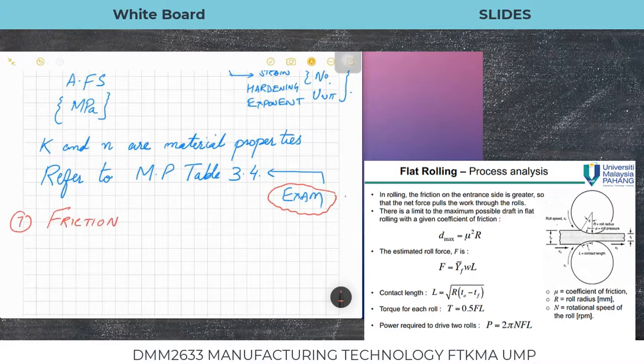As I said, during the rolling process we get friction also. Due to friction, we can calculate the maximum possible draft. Remember, draft is the difference between the initial thickness and the final thickness. But how much can I reduce my material? If I put, let's say, 1 meter of workpiece, how much maximum can I reduce it after the rolling process? The maximum draft is how much material thickness I can reduce, and that we can derive with the help of the friction coefficient.